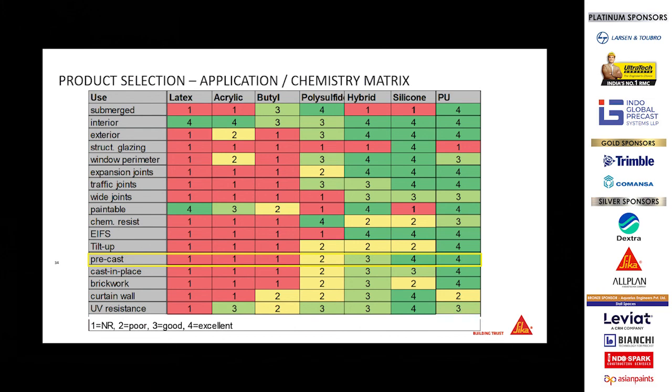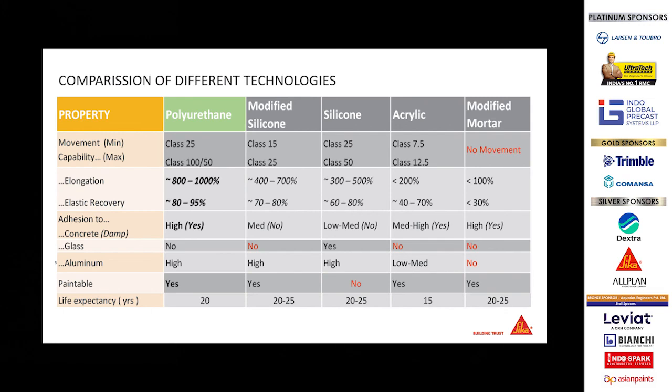that means excellent. Why is it so? We have compared different chemistries. You can go with a mortar, but it will be very rigid. Acrylic has limited movement capability. Silicon can have a capability from plus minus 25 to even 100. The same is the case with modified silicon. And PU again has best in class MAF. Elongation is more in PU. Adhesion to concrete is the most important parameter while selecting a sealant for sealing precast, and there you have modified mortar and then PU. Then paintable.